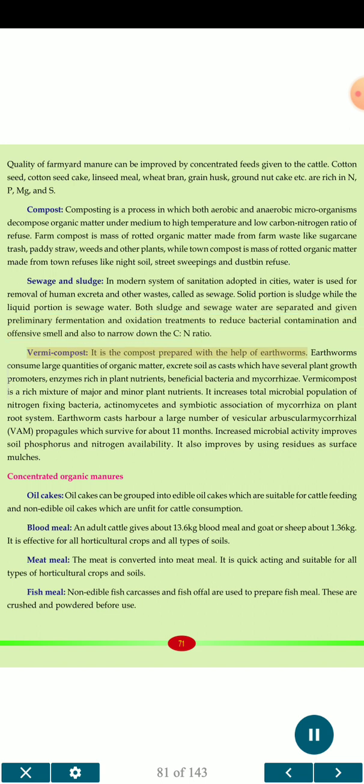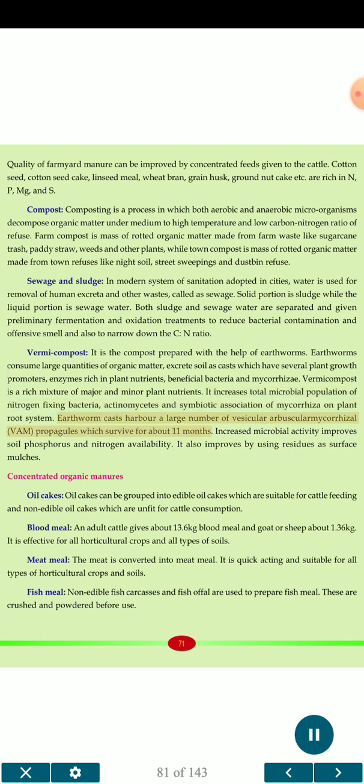Vermicompost. It is the compost prepared with the help of earthworms. Earthworms consume large quantities of organic matter, excrete soil as casts which have several plant growth promoters, enzymes rich in plant nutrients, beneficial bacteria and mycorrhizae. Vermicompost is a rich mixture of major and minor plant nutrients. It increases total microbial population of nitrogen-fixing bacteria, actinomycetes and symbiotic association of mycorrhiza on plant root system.